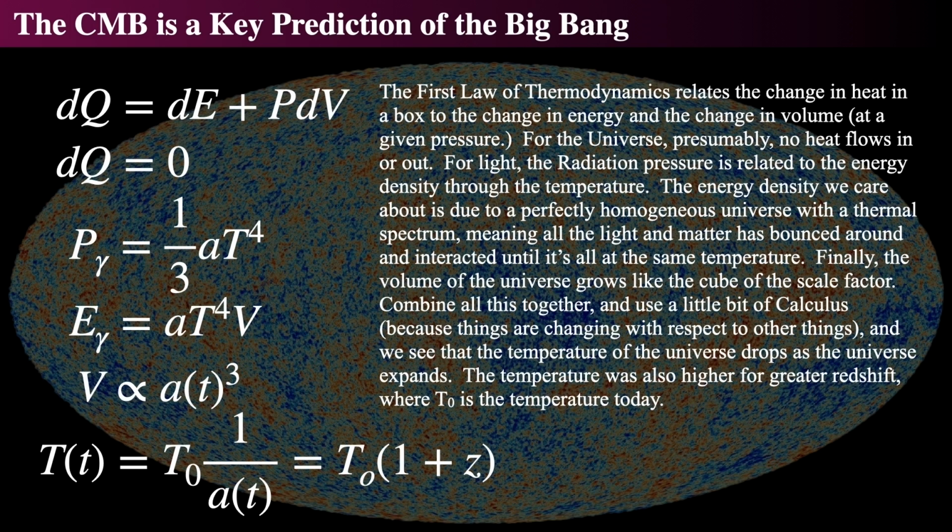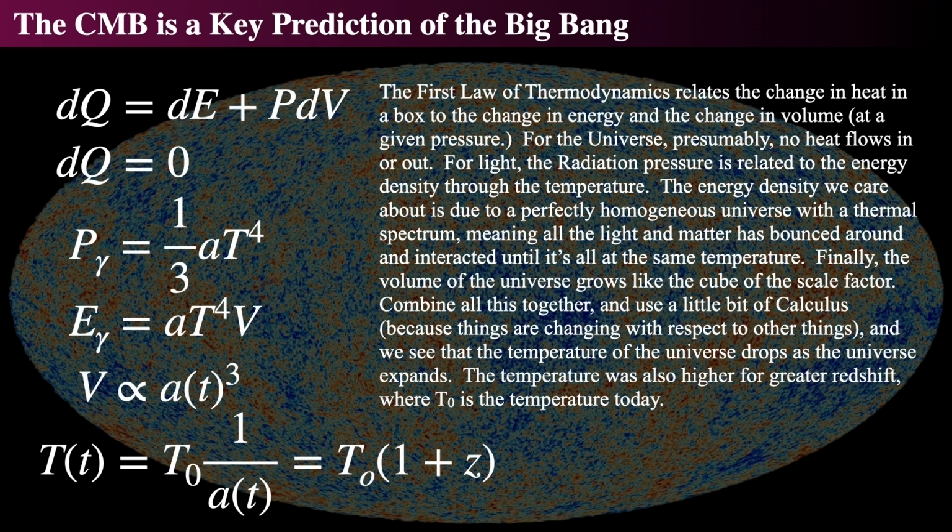So therefore, if you look at the temperature today, T sub naught, and the redshift for that time is 0, then the temperature back in time is higher because the redshift is higher. So the temperature will drop as time goes on. And that's a key prediction of the Big Bang.